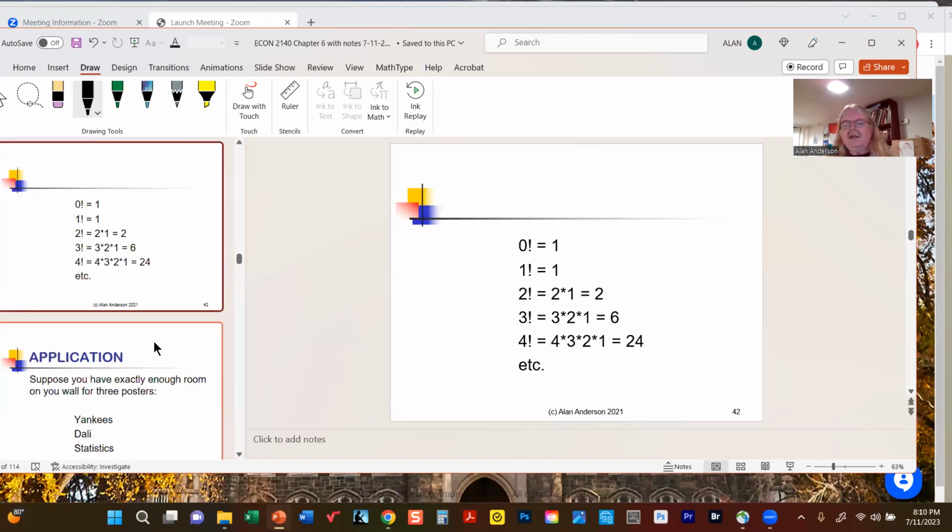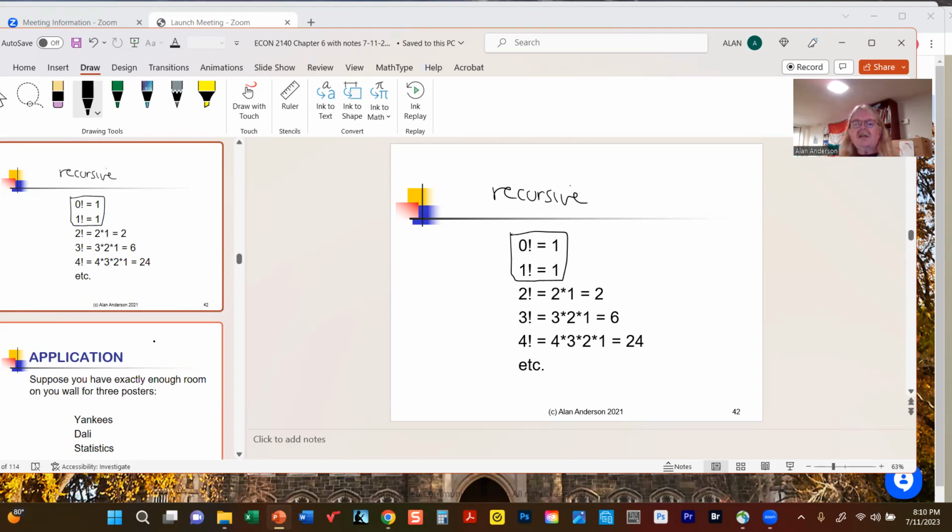First of all, it's only defined on non-negative integers, meaning 0 or positive integers, in the following way. 0 and 1 factorial are both equal to 1. After that, that's where it gets interesting. And by the way, this is sometimes known as a recursive definition because each value depends on the previous values. 2 factorial equals 2 times 1, or 2. 3 factorial is 3 times 2 times 1, or 6. 4 factorial is 4 times 3 times 2 times 1.